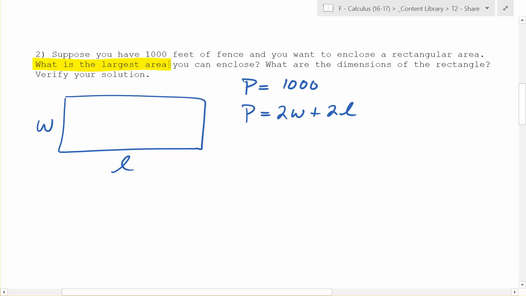So we need to write an equation for what? Area. So area in terms of length and width is what, Andrew? What's the area in terms of length and width of a rectangle? It's just length times width. Exactly. Length times width. So we have 2 equations here.